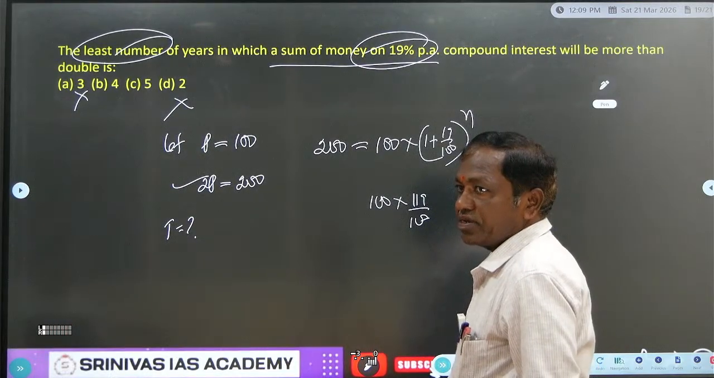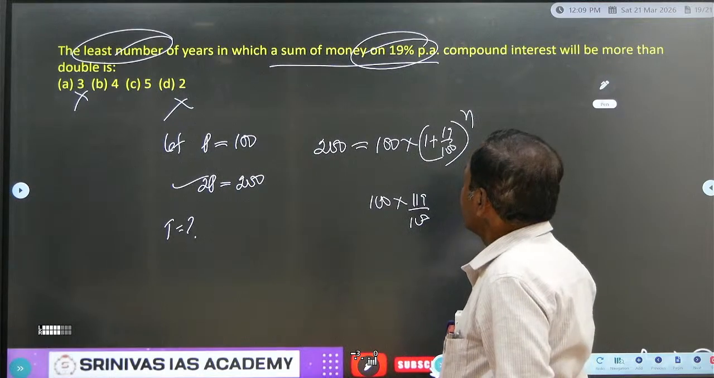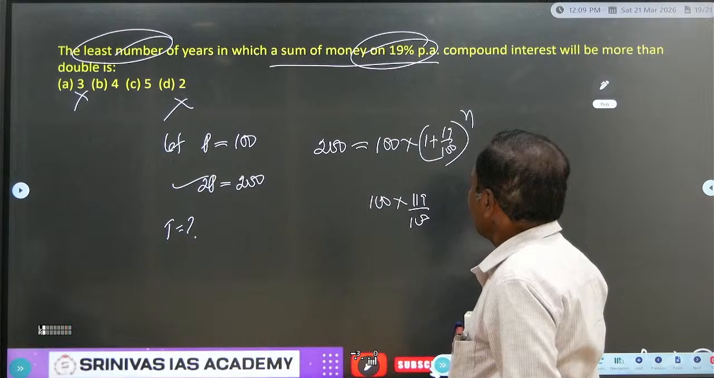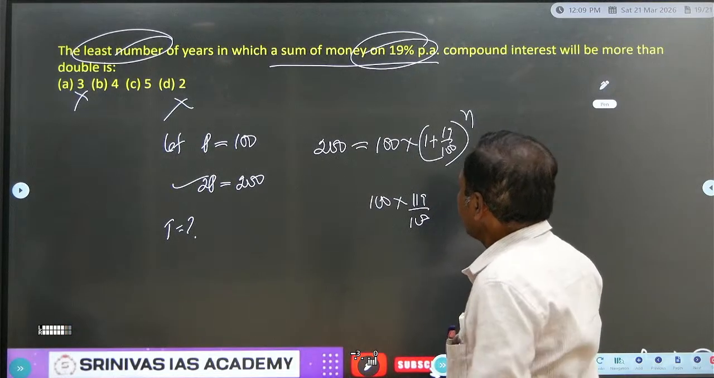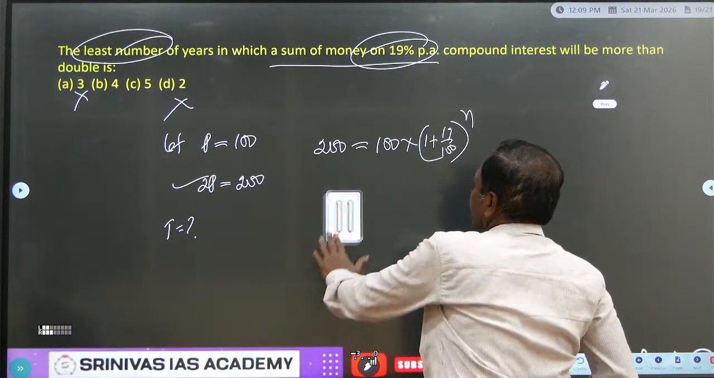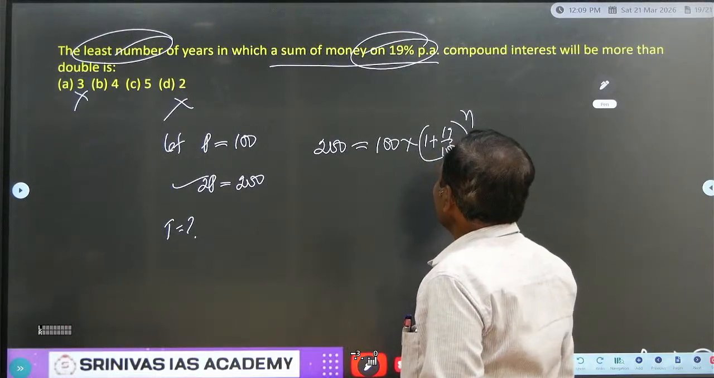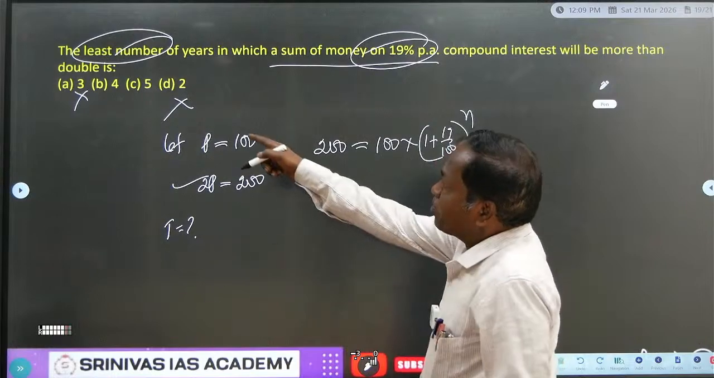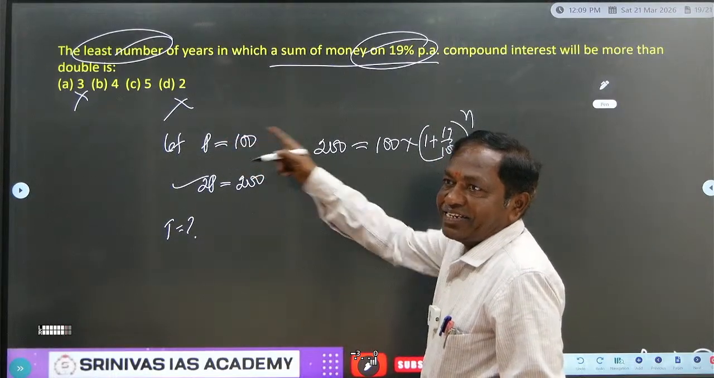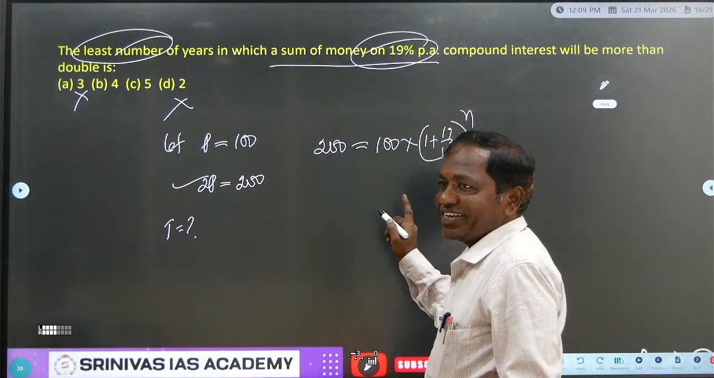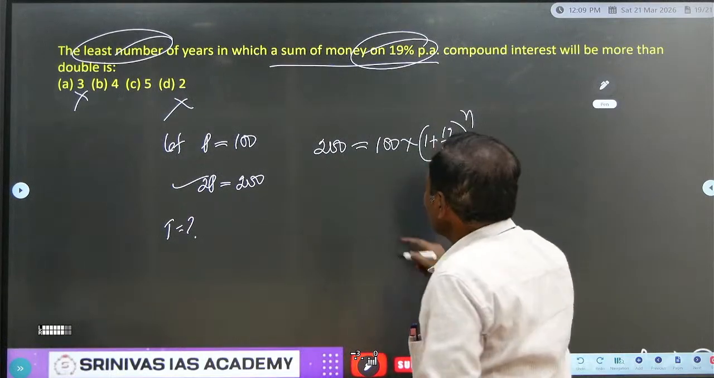200 by 100 gives 2. 2 equals 119 by 100 to the power T. After that, sir, I don't know how to calculate. That's why I did that. Where there is a power, how do we generally calculate it? You have to put options. It is not known here.